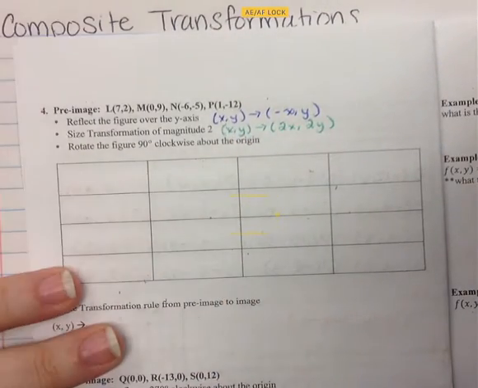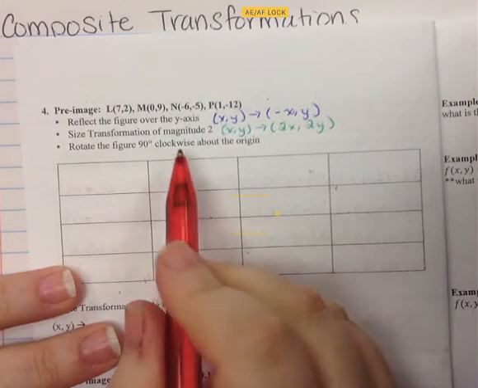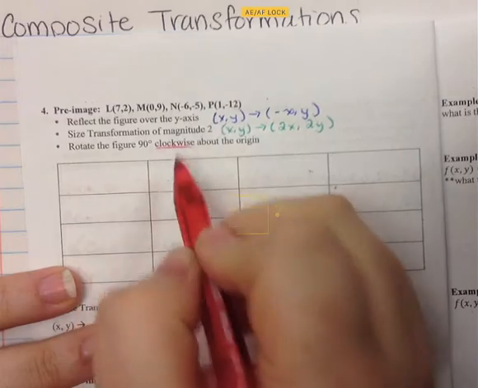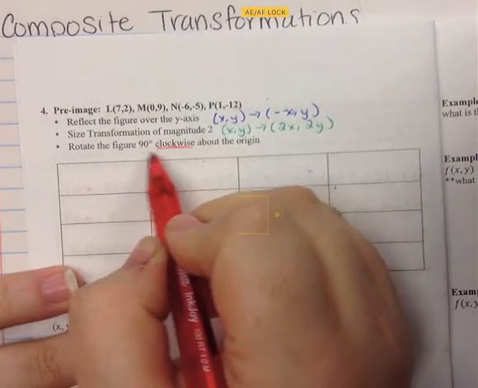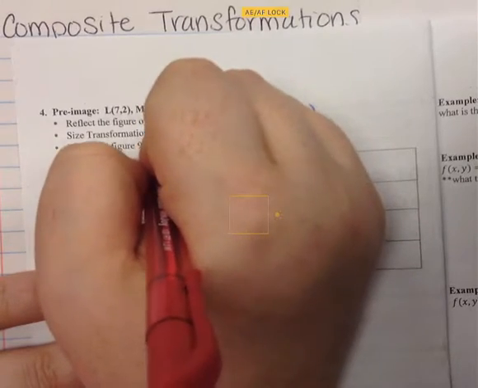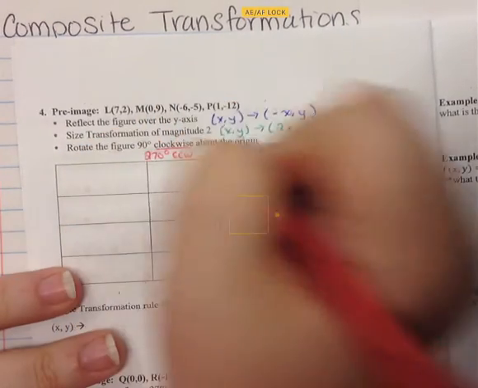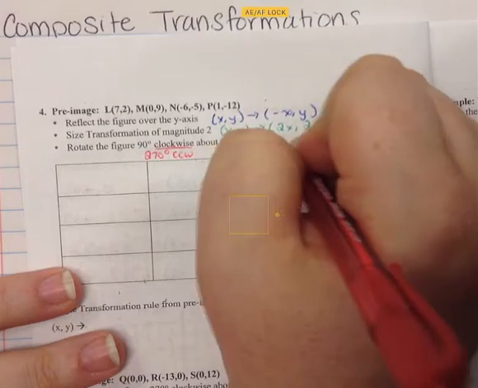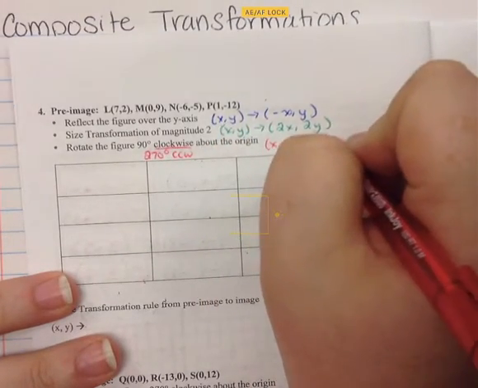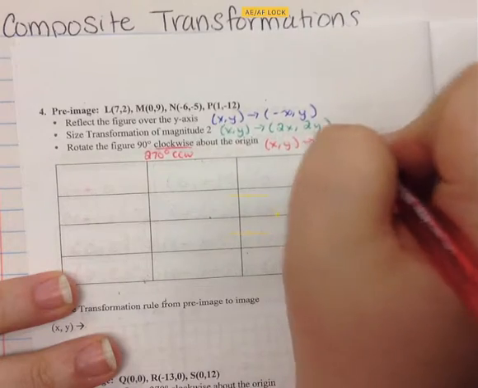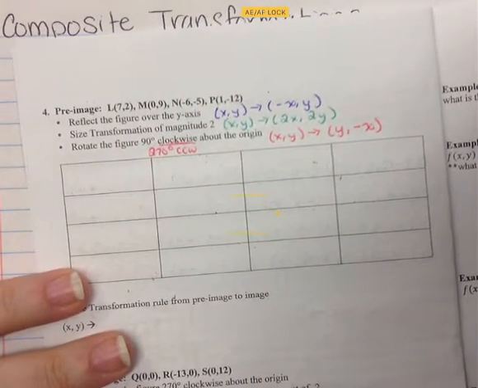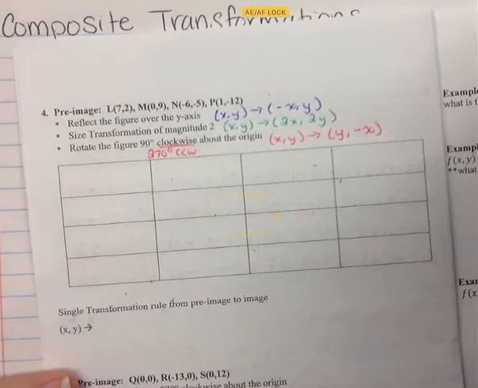And then the last one says to rotate the figure 90 degrees clockwise about the origin. This is bad. Clockwise is not good. So we want to change this to the counterclockwise equivalent. 90 degrees clockwise is really 270 degrees counterclockwise. So this is xy maps to... For 270 degrees counterclockwise, it's going to be y comma negative x. So now we just go through here and do all of our rules.